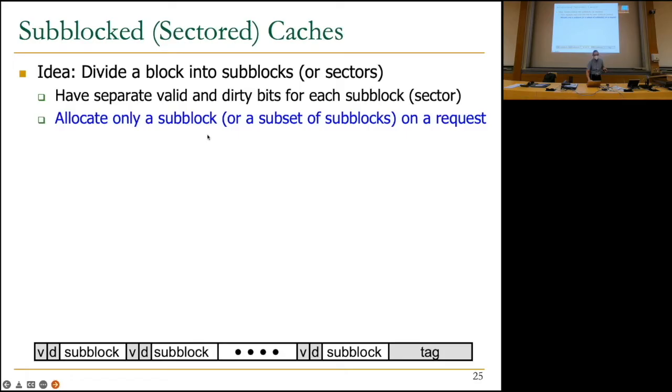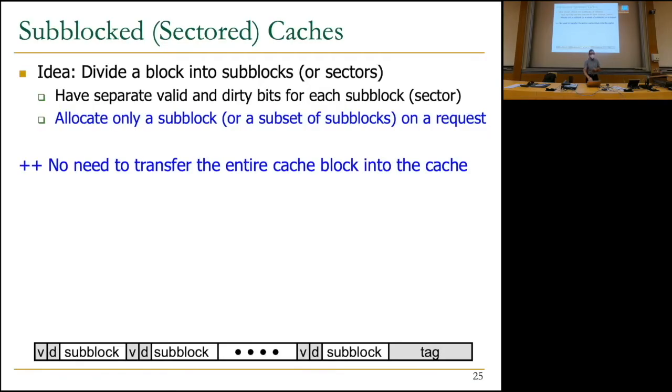And we allocate only a sub-block or a subset of sub-blocks on a request. So this gives you some more design freedom as well, right? Yes, you have these additional valid and dirty bits, 16 of them, if you have 4-byte sub-blocks in a 64-byte cache block. But now you can decide, I'm going to allocate only the sub-block. For writes, clearly this could be useful. For reads, this could be useful also, as we will see.